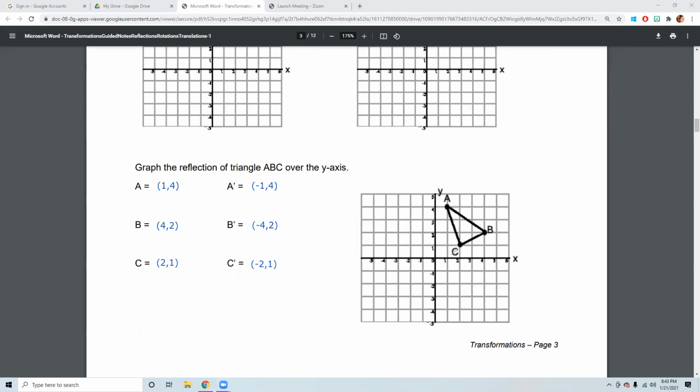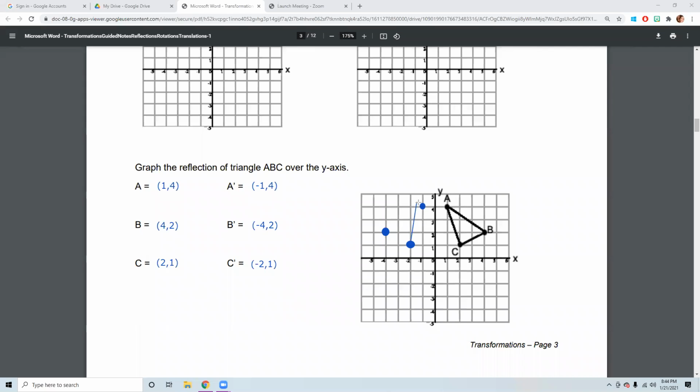So we have our triangle ABC. If we're reflecting it over the y-axis, we have to count how far away our A, our B, and our C is from our y-axis. So A is 1 away, so we're going to go 1 away. Our B, we're going to count 1, 2, 3, 4. Point C is 1, 2 away. And now we have our points for our triangle.